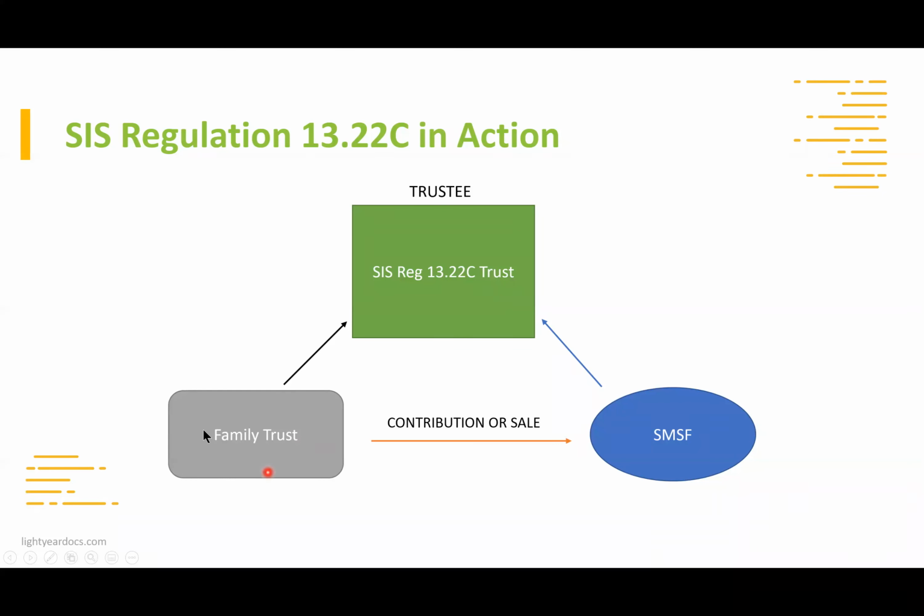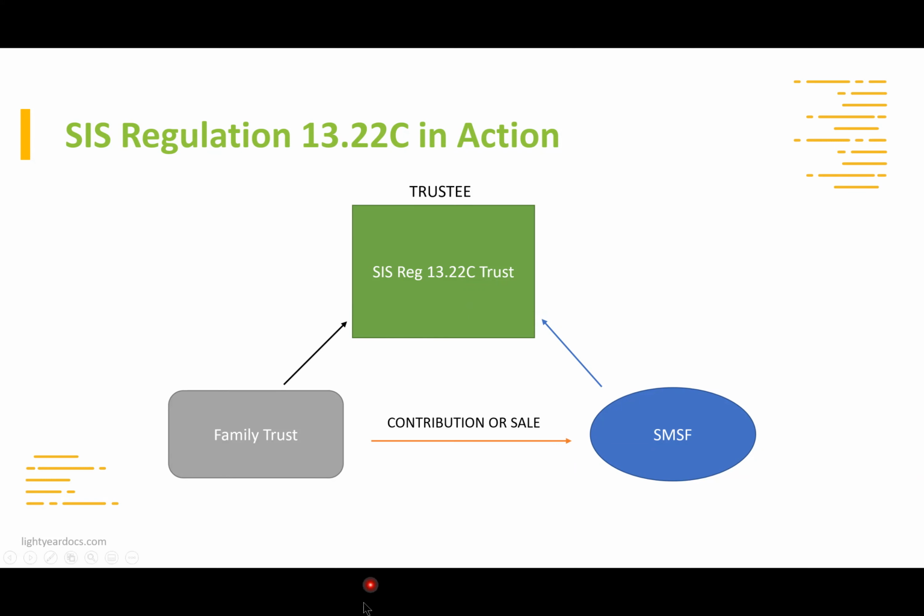So if the family trust is doing a borrowing at this level, we can't put a charge on the underlying assets. If we do, then 1322D kicks in, and then we're going to have to go down the track of writing a plan. Remember, we had to write a plan under Section 82 and all of those sort of things as well.